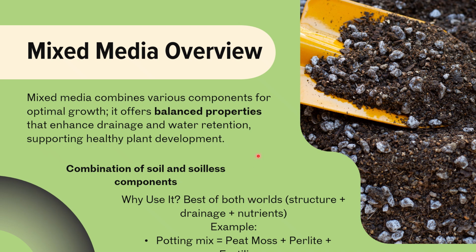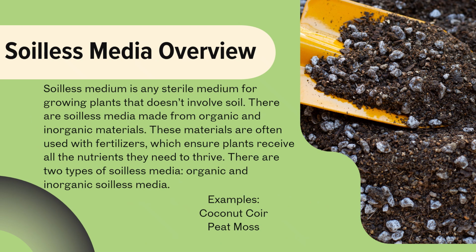For example, with potting soil, we have a mixture of peat moss, perlite, and soil. You plant that plant, and the perlite, as we're going to talk about later on in the presentation, helps with drainage. The peat moss helps with retention. The soil gives nutrients and retention, giving the benefits of both worlds.